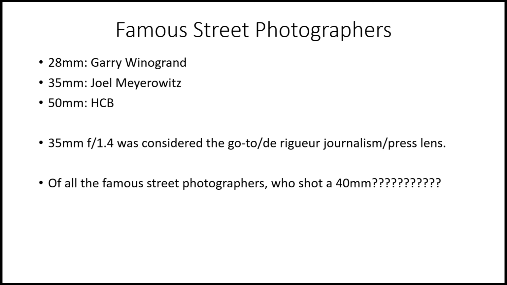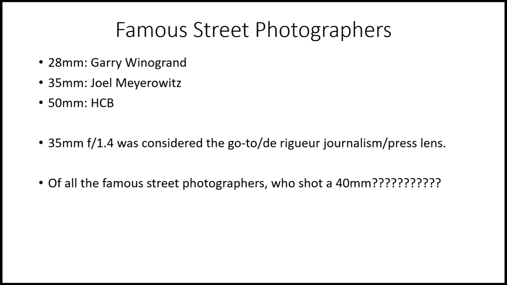So here I have the 35 millimeter f1.4, which was considered the go-to, de rigueur journalism or press lens. It was used by a lot of different newspapers and such. I have the Nikon 35 1.4 AIS lens, manual focus. It's a tremendous lens, absolutely wonderful.